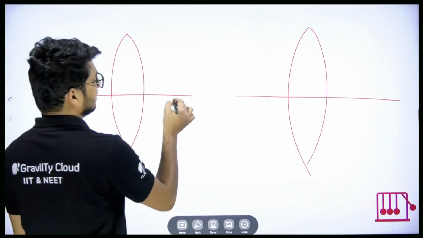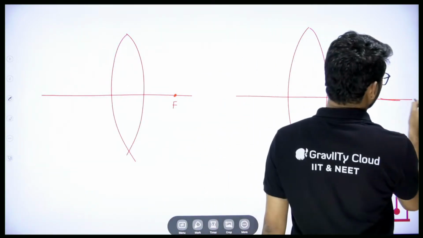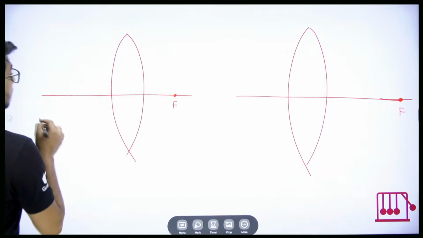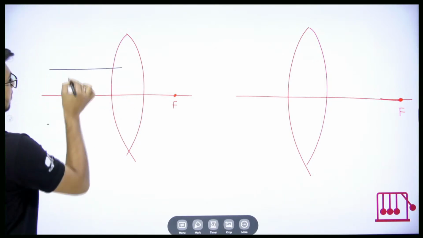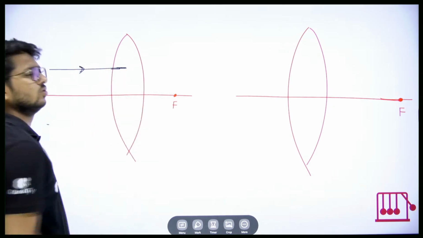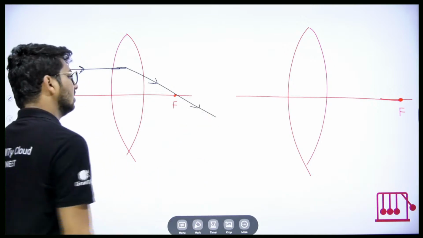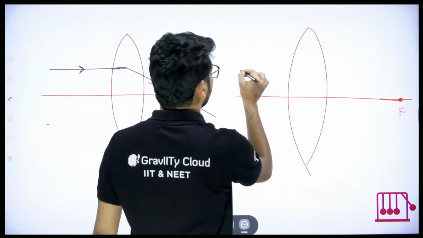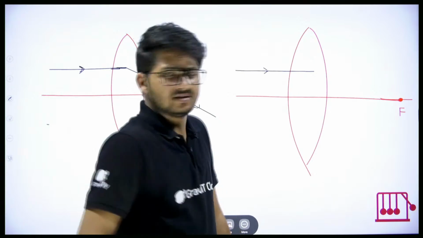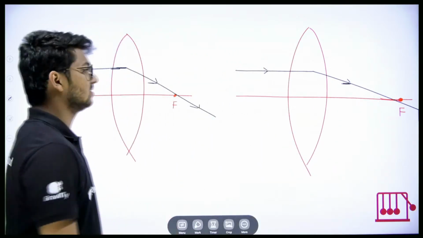Okay, let's say in this case, the focus is here, and in this case, the focus is a bit far away, somewhere here. Now, I'll be taking parallel rays. One ray is enough. I'll take a ray parallel to the principal axis. What happens to it after passing through the convex lens? It converges, or it passes through a point on the principal axis called the focus. Simple enough. The same thing, I'll again take a ray parallel to the principal axis in this case also. And what happens in this case? The same thing happens. It passes through a point on the principal axis called the focus.